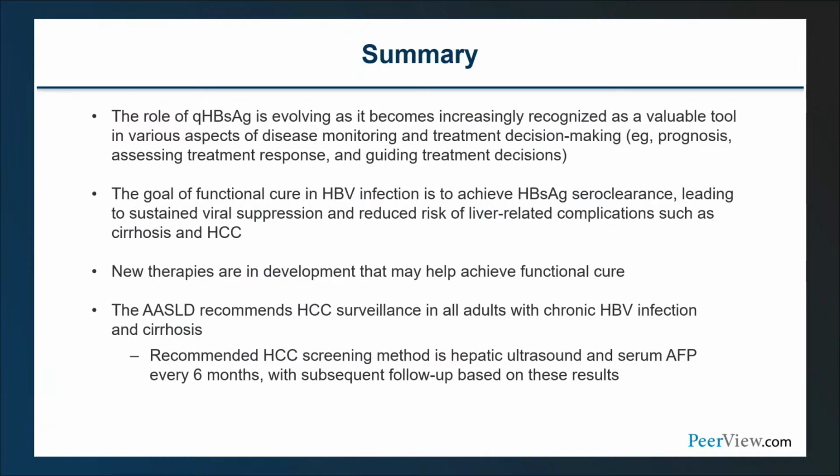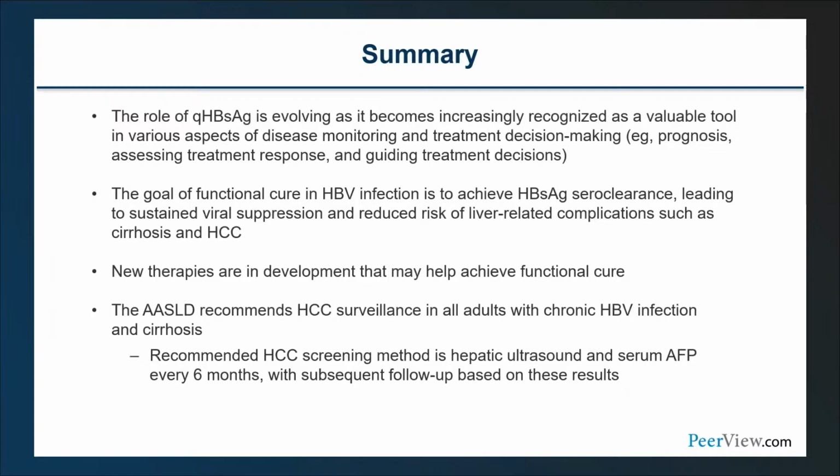So in summary, for our program, the role of quantitative surface antigen is evolving. It will be a tool that we will use in the future with the therapies, including the one that Nancy went over, bepirovirsen, and I may not have pronounced that right. It is a therapy, and it will not be the only one where surface antigen levels are going to be very, very important. The goal of functional cure is to achieve hepatitis B surface antigen seroclearance, a marked departure from our current therapy goals, which is just viral suppression.